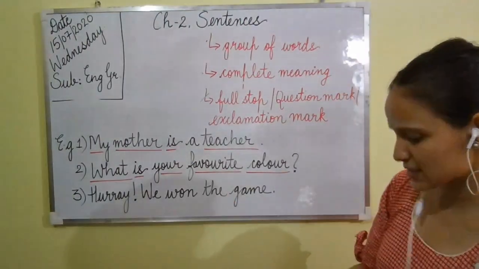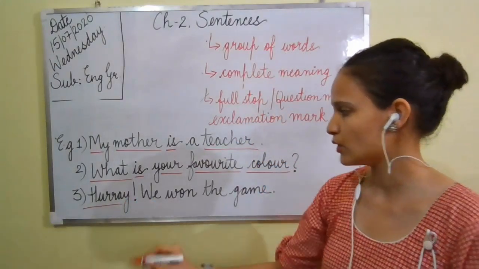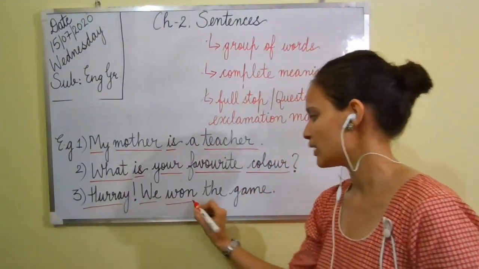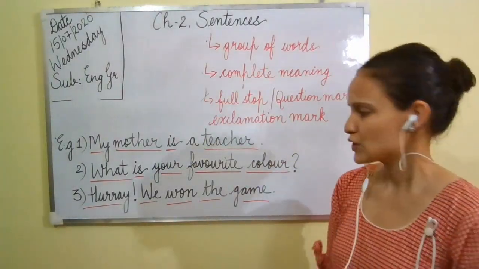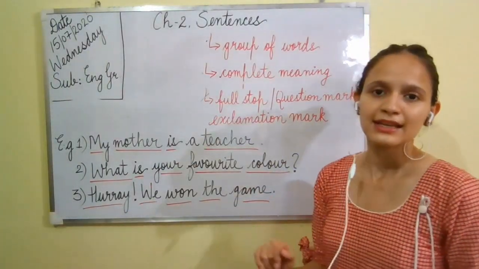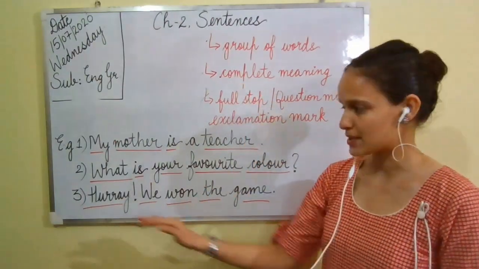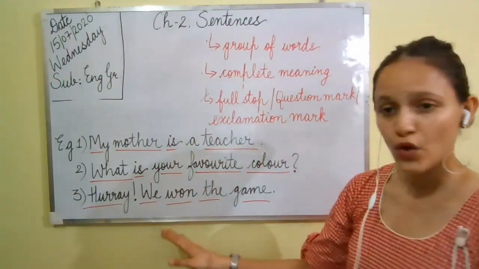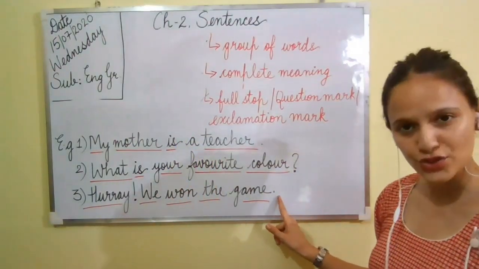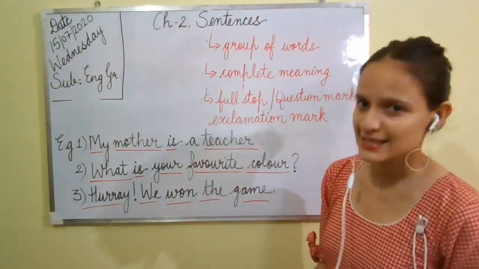So, here you can see group of words. This one is also a word. One is a word. The is a word. Game is also a word. So, here you can see these are the group of words. It's also giving us a complete meaning. हमें इसका meaning समझ में आ रहा है. Hooray! We won the game. Or it's ending with a full stop also. So, all the categories are fulfilled. This one is also a sentence.